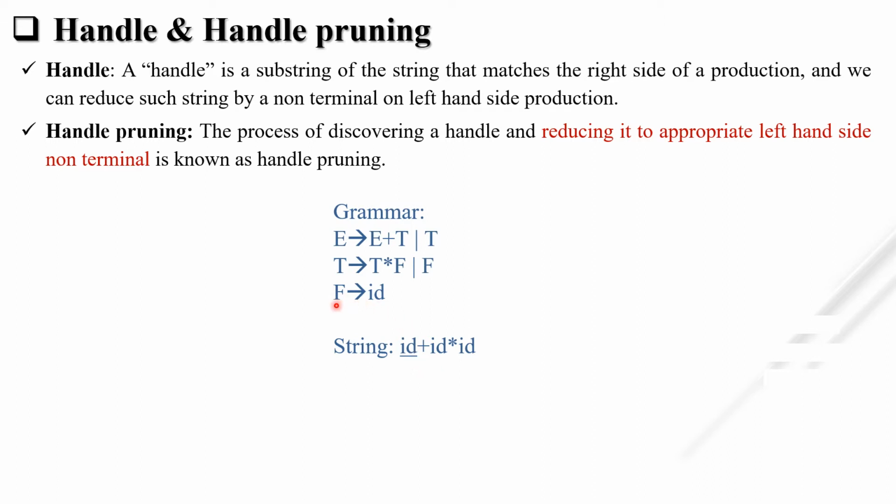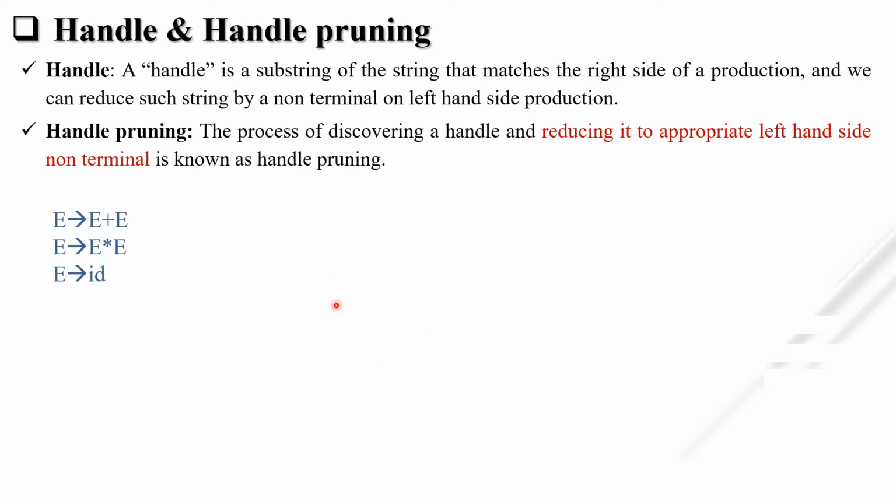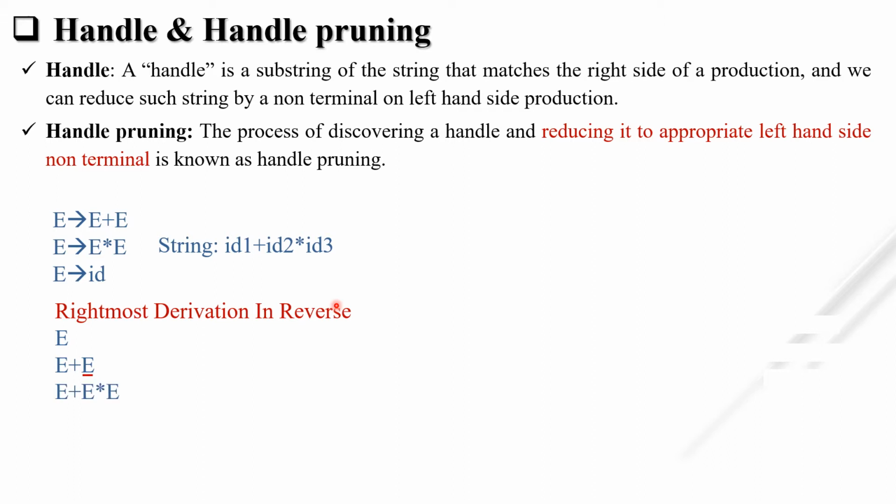Let's understand with another example. In top-down parsing, suppose our string is id1 plus id2 into id3. We always start with the starting symbol and then derive using the right hand side of productions to get the string. This is done with the help of top-down parsing. But in bottom-up parsing, we have the leaves and we have to reach the starting symbol. So we can say we are doing rightmost derivation in reverse.